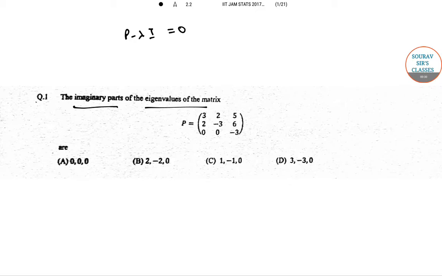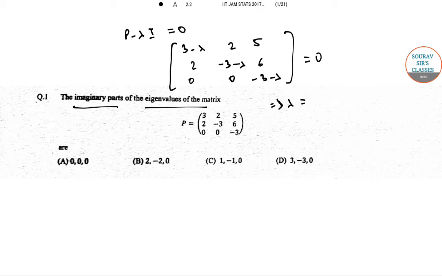So P minus lambda I is equal to [3 minus lambda, 2, 5; 2, minus 3 minus lambda, 6; 0, 0, minus 3 minus lambda], and this is equal to 0. Now when you solve this you will get lambda equal to 1, minus 13 and minus 3. Therefore, the imaginary parts of the eigenvalues are 0, 0 and 0. So the correct option is option A.